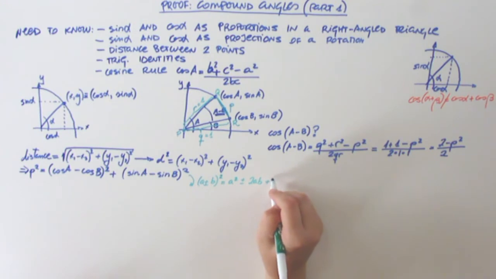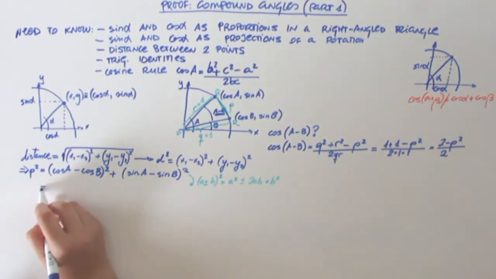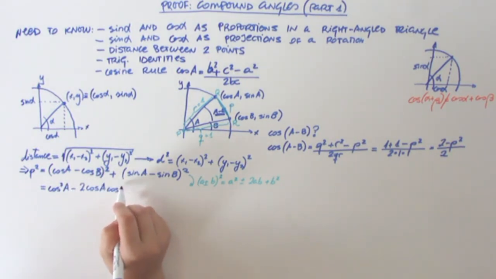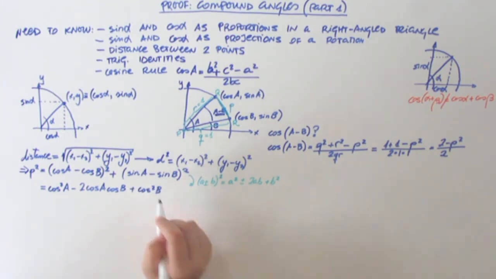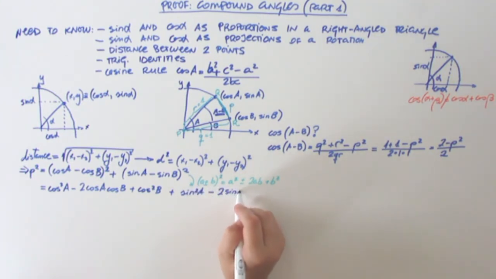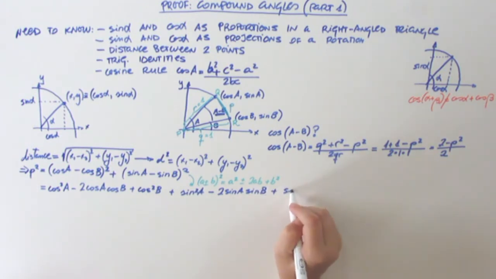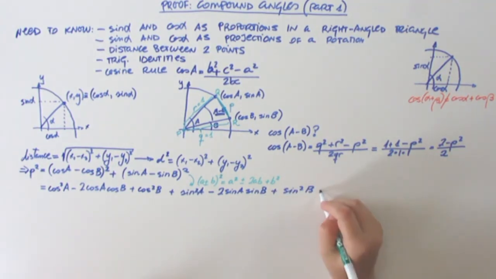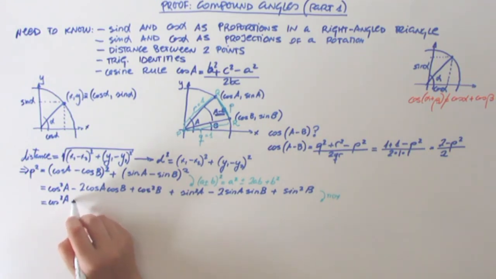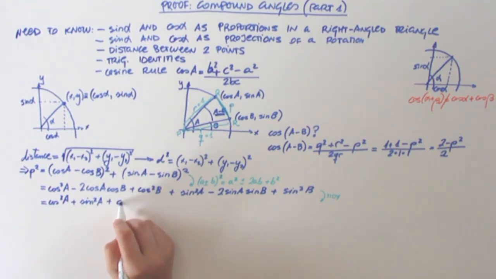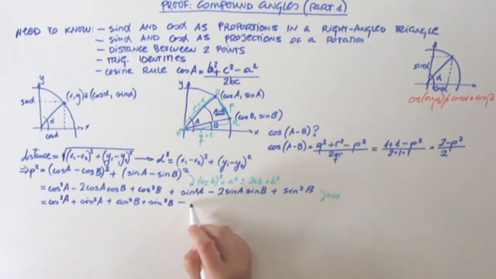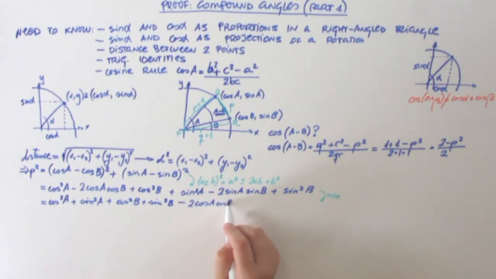Now I expand, I know how to expand the binomial in each bracket, and then I get the cosine squared of A minus 2 times cosine A cosine B plus the cosine squared of B, that's the first one, plus the sine squared of A minus 2 times sine of A sine of B plus the sine squared of B. If I tidy up, just to keep the trigonometric ratios of the same angle together, I get the cosine squared of A plus sine squared of A plus cosine squared of B plus sine squared of B minus 2 cosine of A cosine of B minus 2 sine of A sine of B.